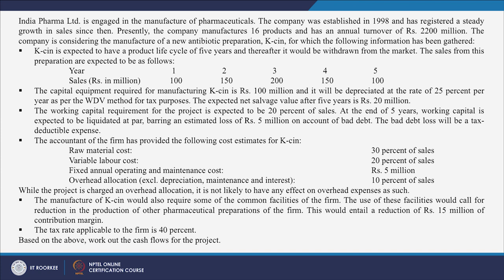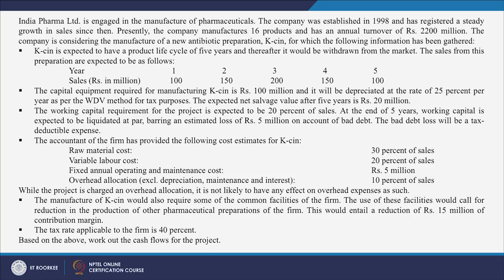I discussed with you the concept of opportunity cost in the previous class. Opportunity cost means that when we introduce a new product, we have to carefully account for the possibility of a reduction in the sales of existing products. We discussed the product cannibalization effect, and it should be very carefully estimated whether, because of the introduction of the new product, the sales of the existing products are going to be negatively affected, eroded or reduced. In this case, when we introduce a new antibiotic, casein, it is certainly going to affect the sales of the existing products, and that loss of sales would amount to 15 million rupees.